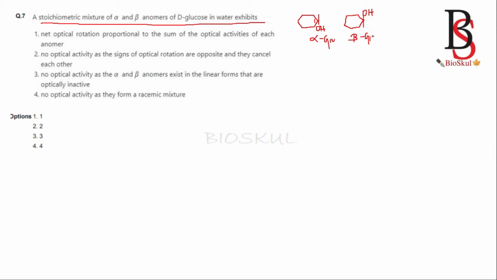And the alpha glucose and the beta glucose, they have specific properties. Alpha glucose has a specific rotation of 112 degrees, and beta glucose, the specific rotation is 13 degrees.